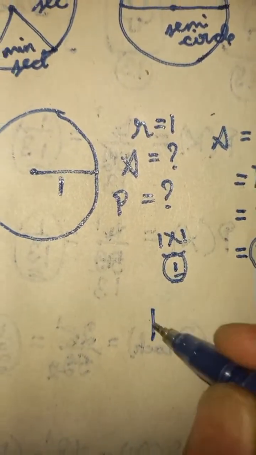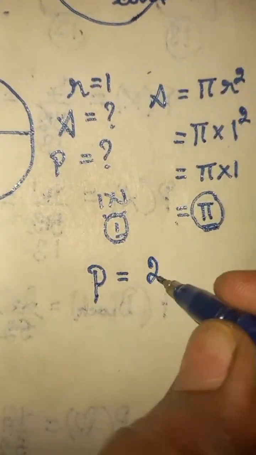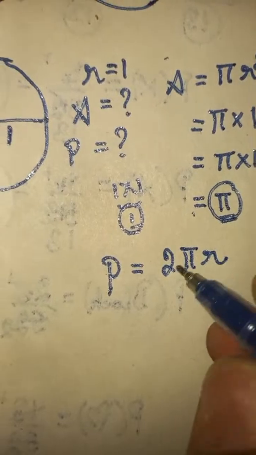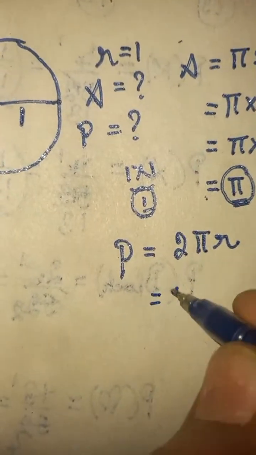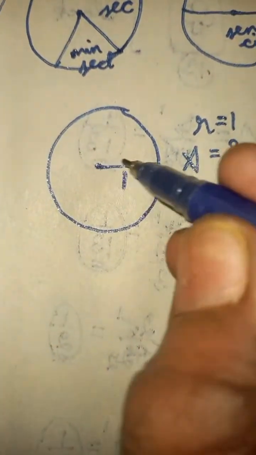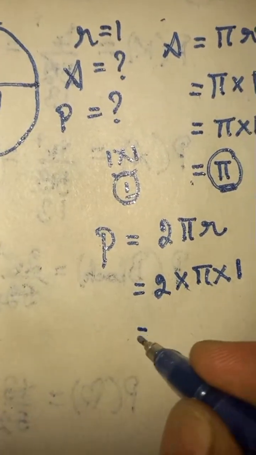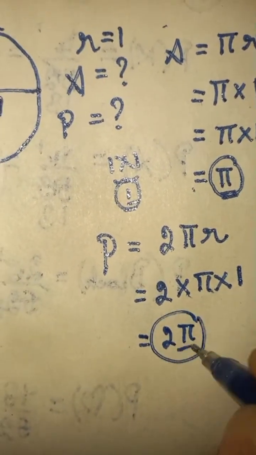You need to find out what's the perimeter. Perimeter, you can write it as 2 pi r. That means here you're going to get the perimeter as 2 times pi times the radius, which is 1 unit. 2 times 1 becomes 2. So 2 pi units is the perimeter of the circle.